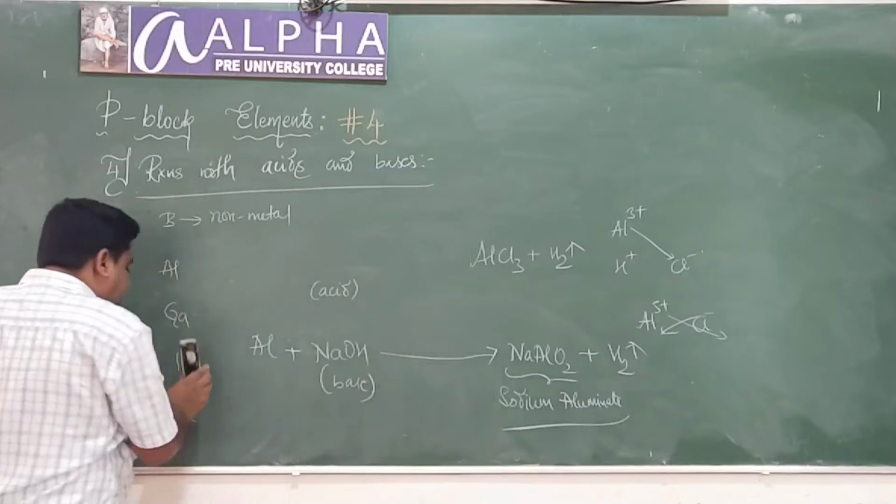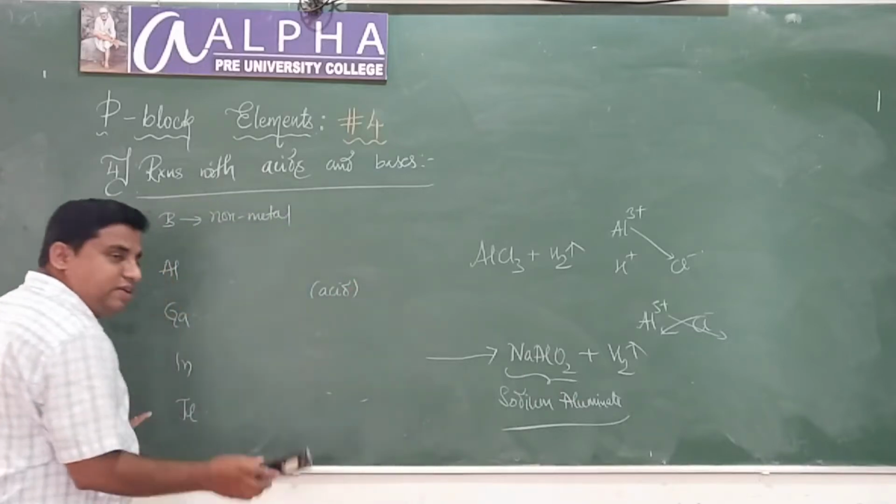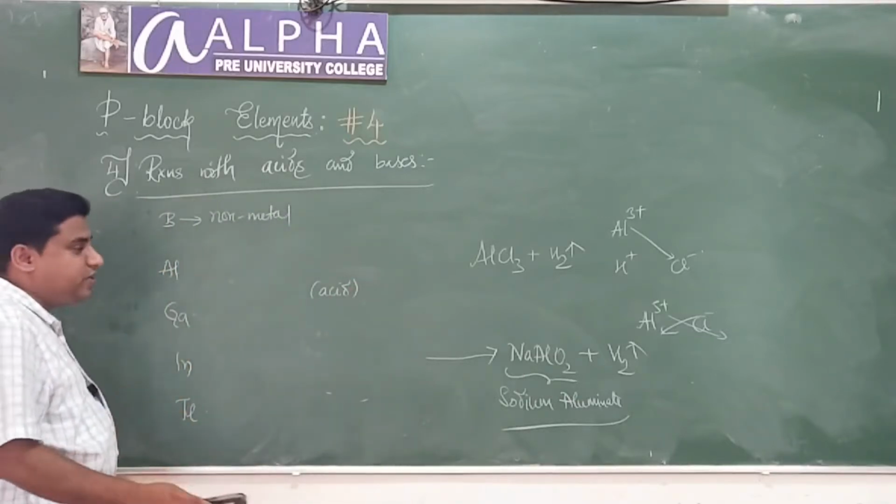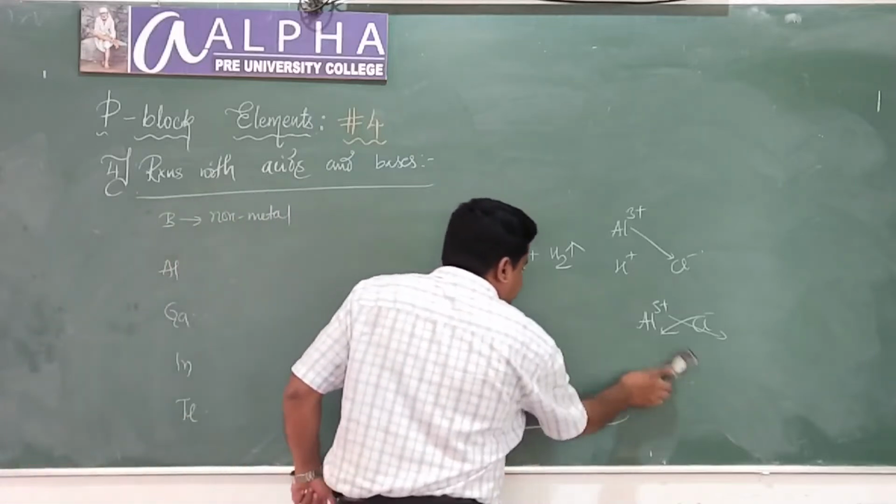Now what about gallium, indium and thallium? These three react only with acid. Then how do they react with HCl? Gallium, indium and thallium.